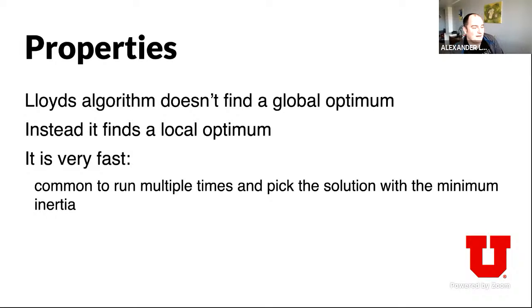As I already mentioned, Lloyd's algorithm doesn't find a global optimum. Instead, it finds a local optimum. But one of the advantages of Lloyd's algorithm is that it is very fast. So what people do in practice, if they have a high stakes clustering, is they commonly run this multiple times and then pick the solution with minimum inertia. This is a very, very common thing. If you just do k-means clustering in scikit-learn, for example, the default setting is that it runs it multiple times and picks the best result. That gets away from the problem of local optima and random initialization a little bit.